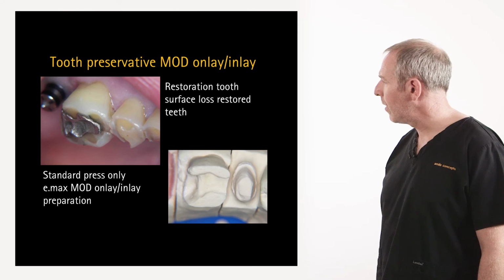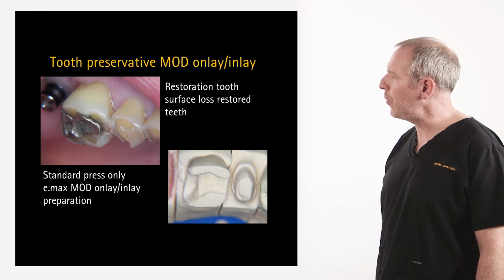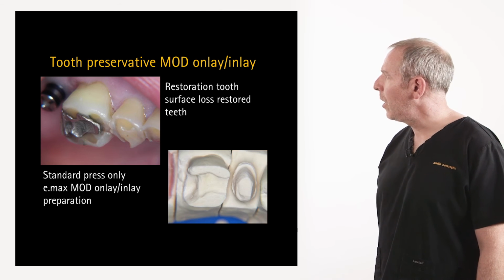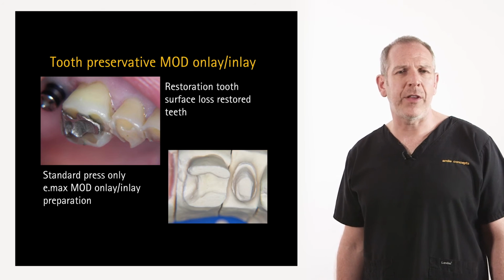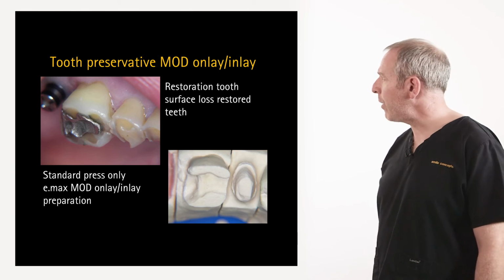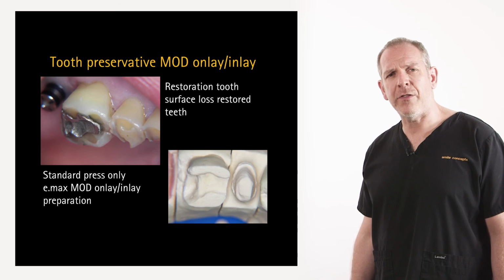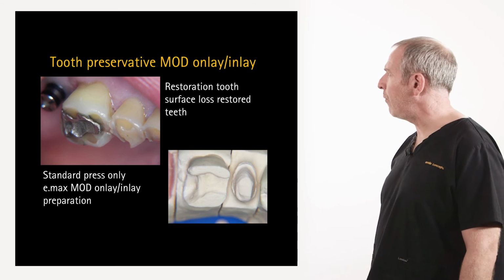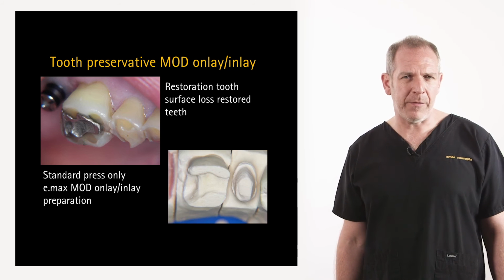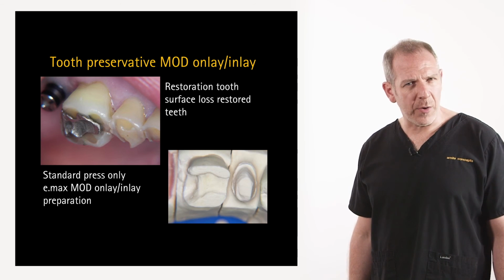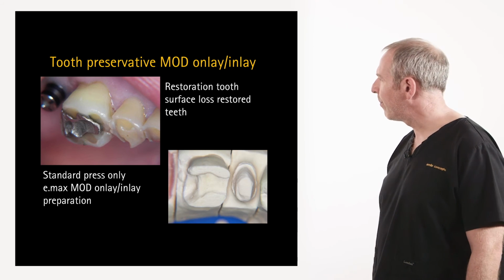These are then fitted, and at the time of fit we can then go ahead and prep the posterior teeth. Posteriorly, what is the most tooth preservative thing we can do? We will use press only e.max. And the press only e.max is applicable for anybody except for parafunction patients. So be careful with the e.max in parafunction patients. These are the only ones I've had fail.